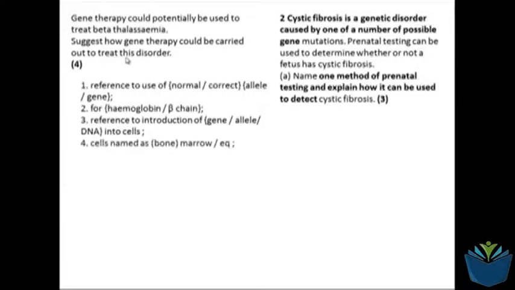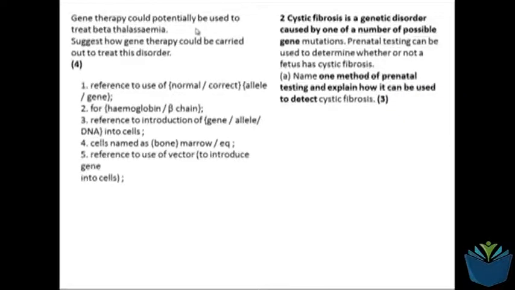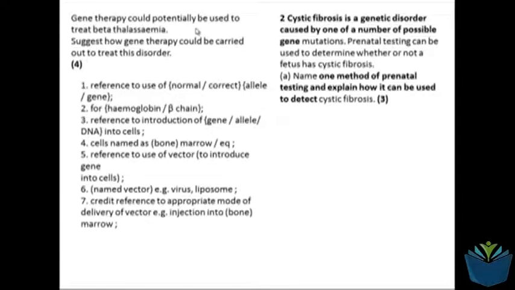again for another mark. You can insert it into the bone marrow, and again, if you look back at the question, it mentions the fact that the red blood cells are produced within the bone marrow, and so that's information from the question that you could use. Also, you could then explain how you're going to get it into those cells, and so the use of a vector, and of course you could then explain the types of vectors you could use, whether that's a virus or a liposome. And then you can credit the reference to any appropriate delivery of the vector, so for example an injection into the bone marrow.